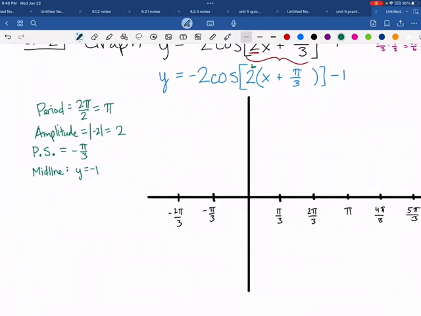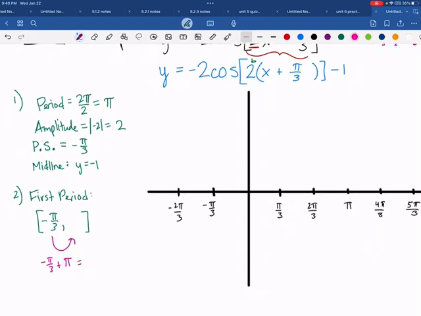So jotting down those 4 things, and then I'm always going to get that first period window. So I know that my first period is going to start at negative pi over 3 and end at, and again, how I figure this out is it's going to end pi units away from where I start. So negative pi over 3 plus pi. I'm adding pi because that's my period. I'm not always going to add pi. I'm adding pi because that's the period. And these two happen to have the same period, so I was adding pi to both of them. But again, that may change.